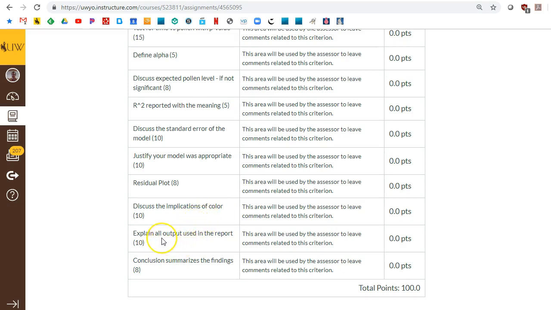Explain all the output. This is code for don't copy and paste stuff out of R, because that's not allowed in this class. Higher level stat classes, maybe. Here, no. Conclusion summarizes the findings. And remember that even if your score is low, that means you're learning what we're looking for in this class. You still get 100% in the grade book, as it says in the syllabus.